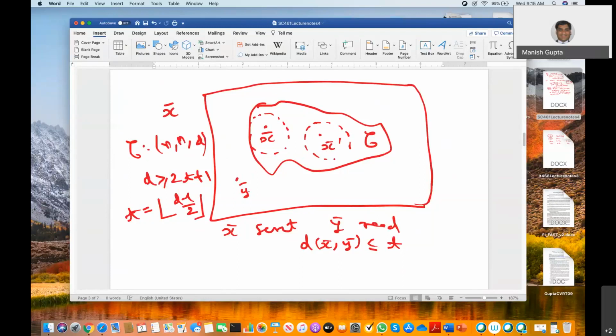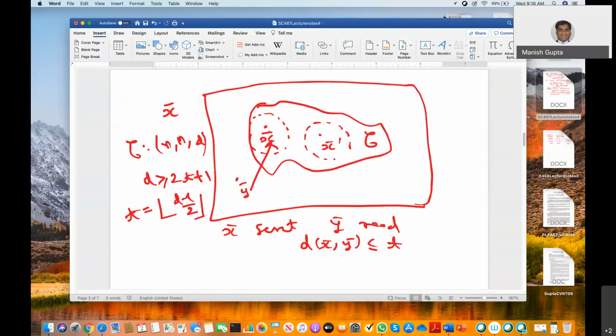As soon as t errors occur, the distance between X and Y cannot exceed t. So this will fall in this sphere. That means we know that X is the original code word which was sent. So you sent some code word X, draw the spheres of radius t around each code word, and suppose t errors occur. X is sent, Y is received, t errors occurred. Then Y cannot go beyond this sphere. It will fall into one of these spheres, so we will be able to correct the errors.